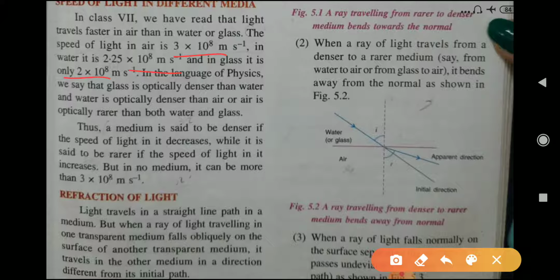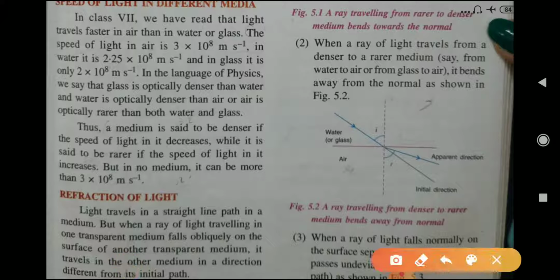Now, in the language of physics, we say that glass is optically denser than water. Why? Because in glass, the speed of light is less as compared to the speed of light in water. And water is optically denser than air because light travels faster in air as compared to water. So water is denser than air, or we can say that air is rarer than both water and glass because light travels fastest in air.